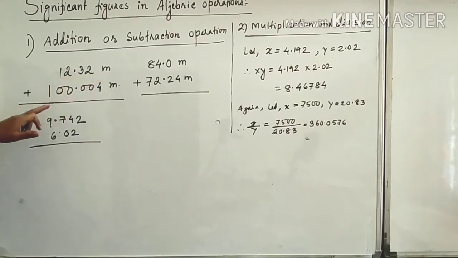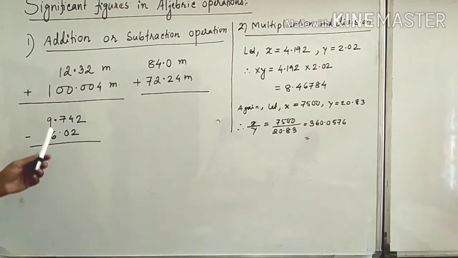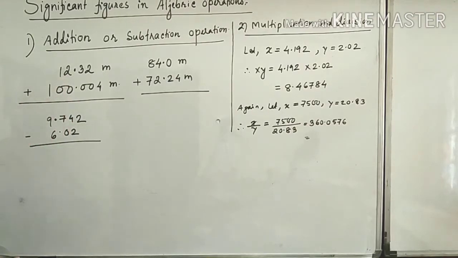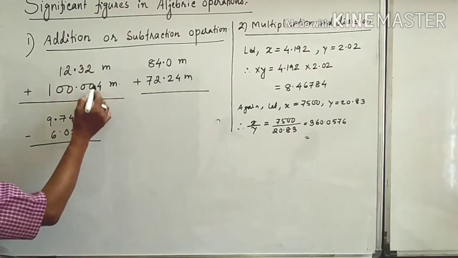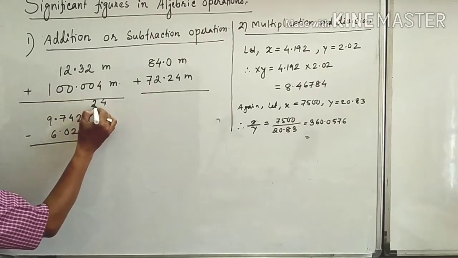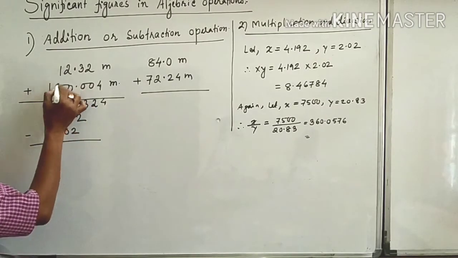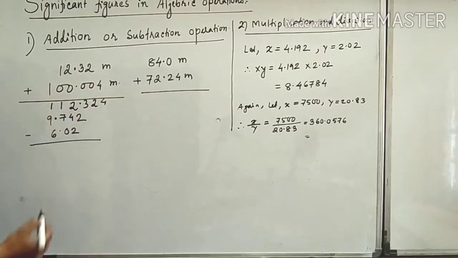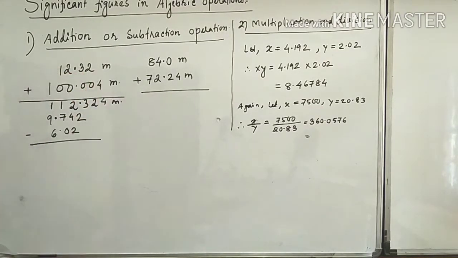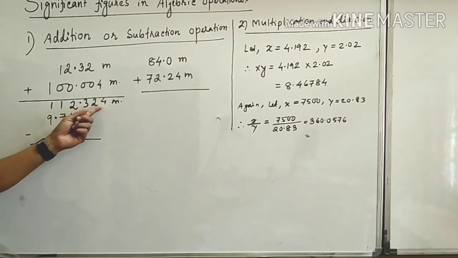12.32 meter and 100.004 meter. We have to add these two numbers. After adding we get 112.324 meter.